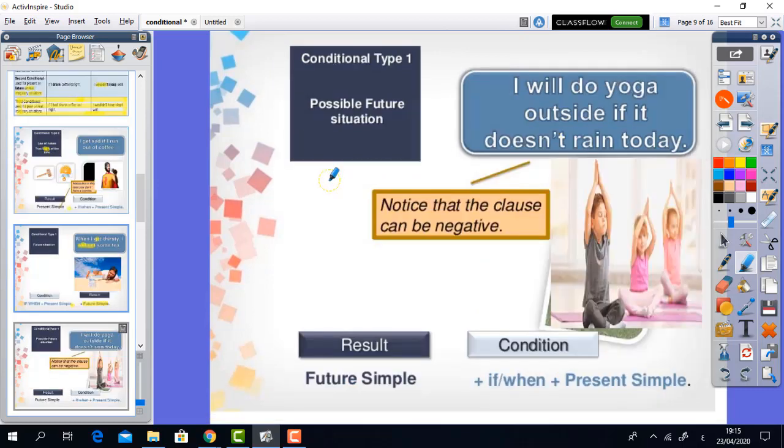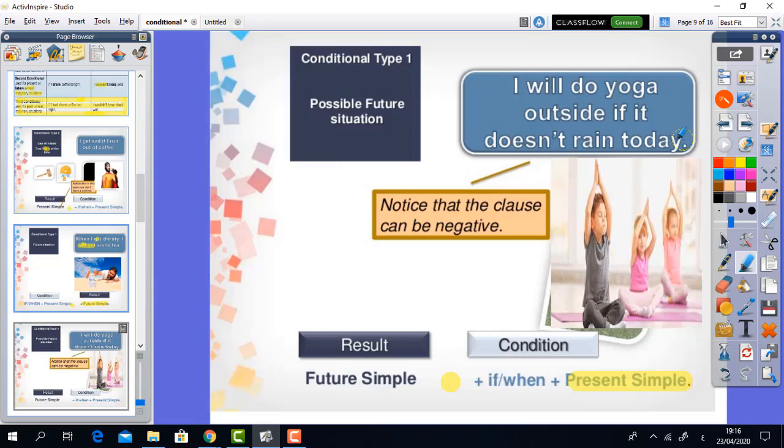Another example, and it is a second form where we have the main clause at the beginning of the sentence and the verb, of course, is in the future simple, followed by the if clause which begins with if or when without any comma, and the verb is in the present simple. I will do yoga outside if it doesn't rain today.